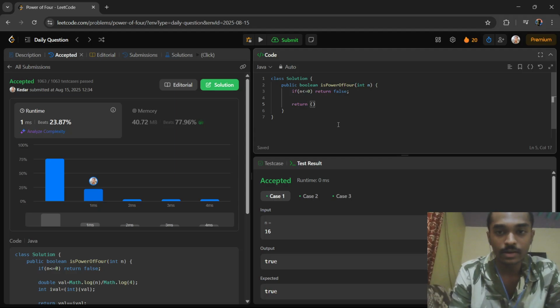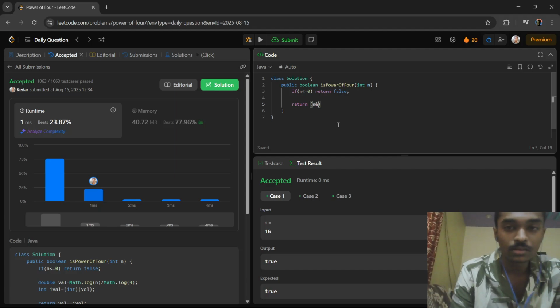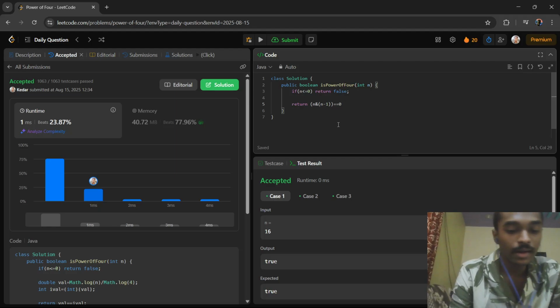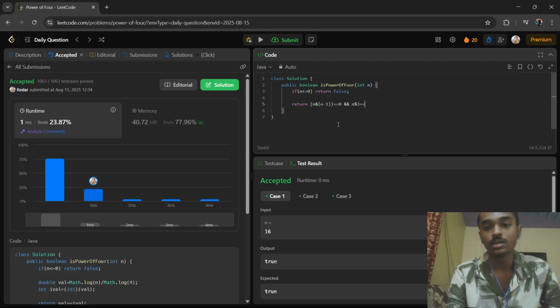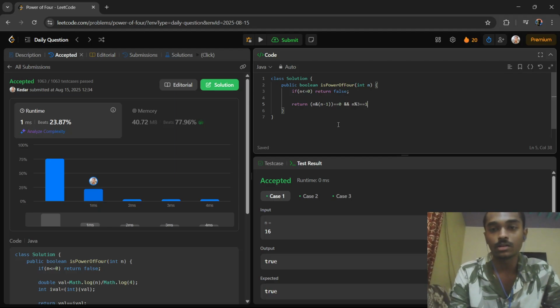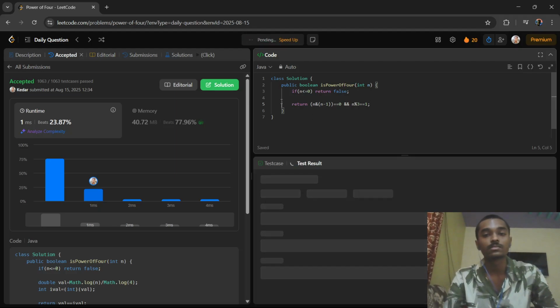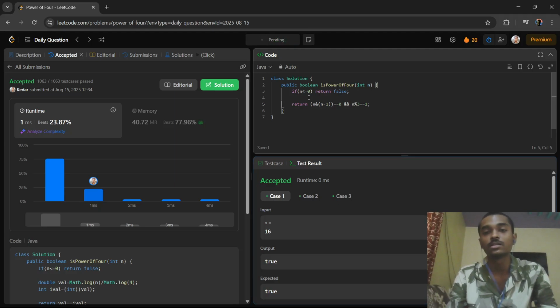Done. When n AND n minus 1 is equal to 0, and when taken mod by 3 it gives a remainder of 1. So let's see if it works or not. Yeah, it is working.